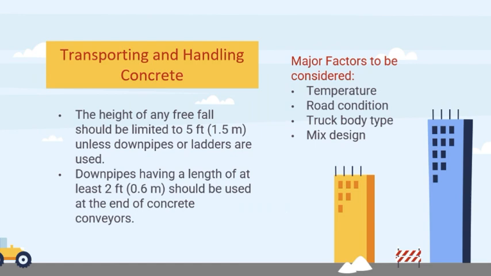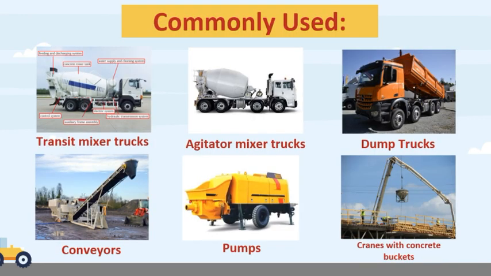So let's go back. The height of any free fall should be limited to 5 feet or 1.5 meters unless downpipes or ladders are used. When we use downpipes, one having a length of at least 2 feet or 0.6 meters should be used at the end of the concrete conveyor. As you can see, this is the concrete conveyor and the downpipe is used at its end.